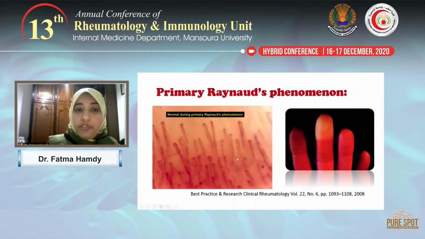This is a case of primary Raynaud's phenomenon, in which there are normal capillaries. The capillaries are normal in shape, U-shaped. We can find the density is more or less normal, no avascular areas. So this is a case of primary Raynaud's phenomena.